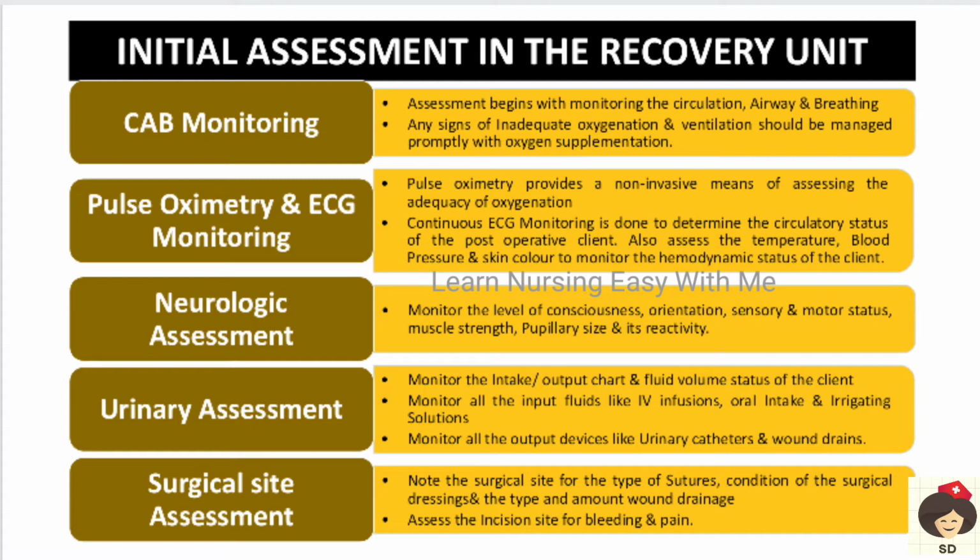So that is circulation, CAB is circulation, airway and breathing. You have to check and see if the patient is adequately oxygenated. So if the saturations are low, then we have to start with oxygen. If the patient's circulation is a problem, then we have to start with CPR or give medications to improve the circulation. And pulse oximetry and ECG monitoring have to be continuously monitored. And also we have to check the vital signs, blood pressure, skin color, everything, so that we can identify the hemodynamic status of the person.